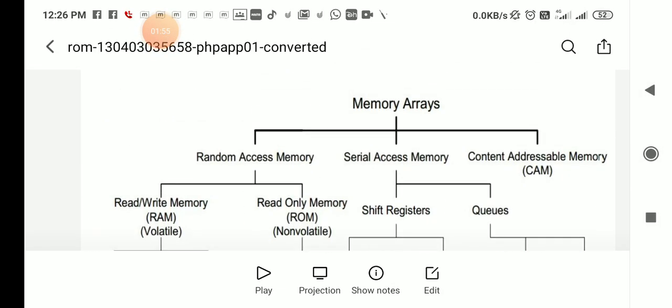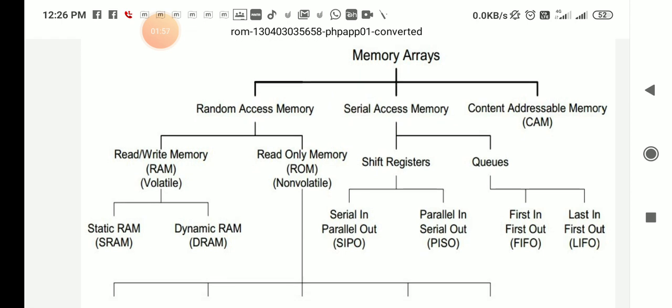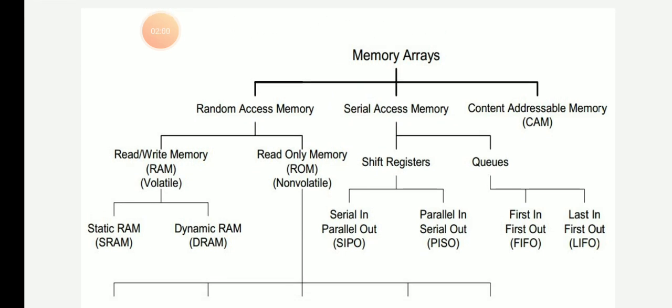Again, memory arrays are divided into many types. First one is the random access memory, second one is the serial access memory, and third one is the content addressable memory. Random access memory is read or write memory, that is the RAM. Volatile. Read only memory is non-volatile. RAM is divided into two types, static RAM and dynamic RAM. Read only memory is called non-volatile memory.